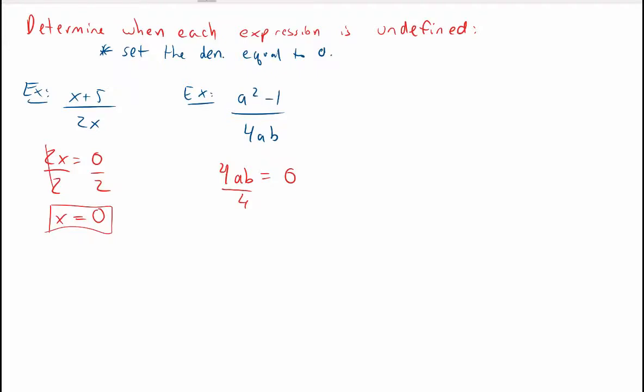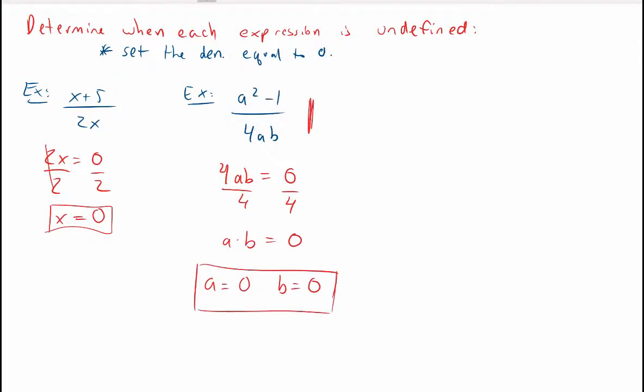First we might say, it's obvious I need to divide by 4, but then we get ab equals 0. You'll notice this is a times b. If we remember from last week solving quadratic equations, any product can only equal 0 if one or more of the factors equals 0. So if this product of a times b is going to be equal to 0, that would require either a equals 0 or b equals 0. So here are the two situations that would cause this initial expression to be undefined.